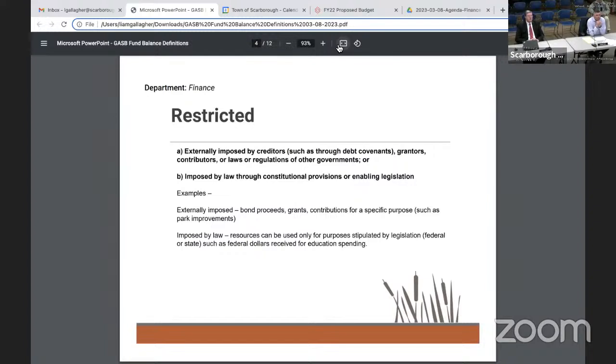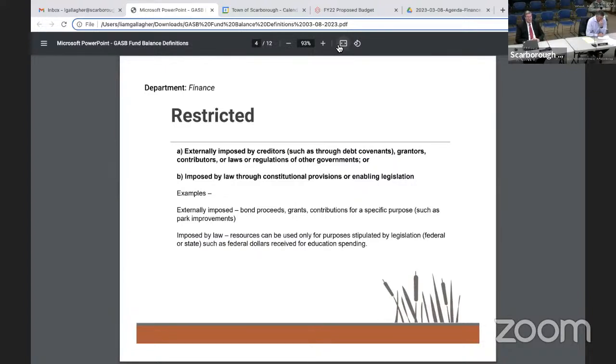They're externally imposed by creditors through such things as debt covenants. Grantors, they're imposed by grantors, contributors, or laws or regulations from other governments. Or B, they're imposed through constitutional provisions or enabling legislation. So your external impositions would be the requirements that are in our bond covenants when we issue debt. So those are external restrictions on fund balance. When we get a grant from a granting agency, the grant specifies how we spend those funds. So that's a restriction on those funds.